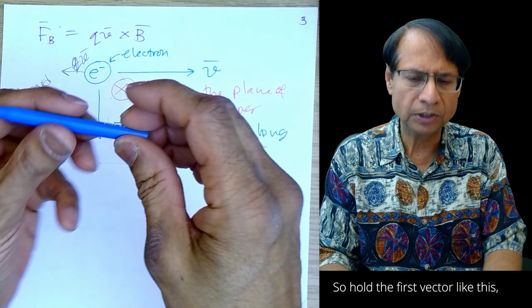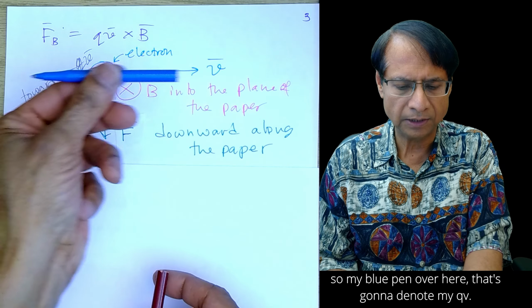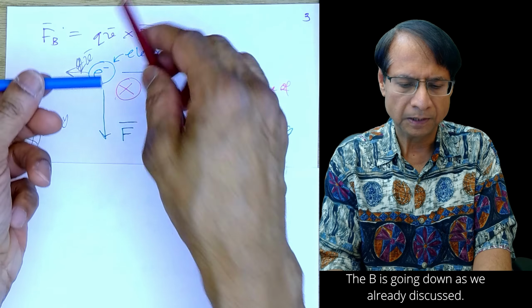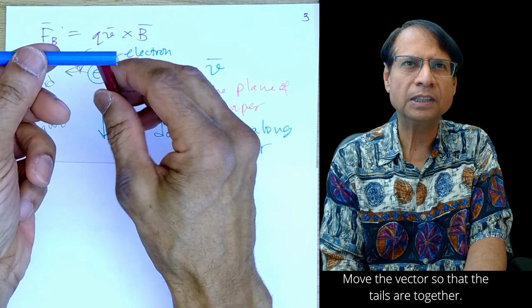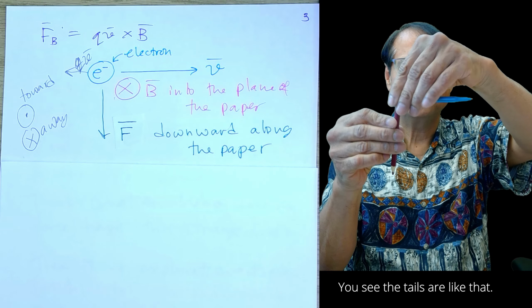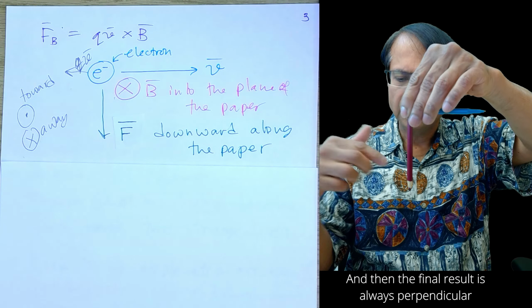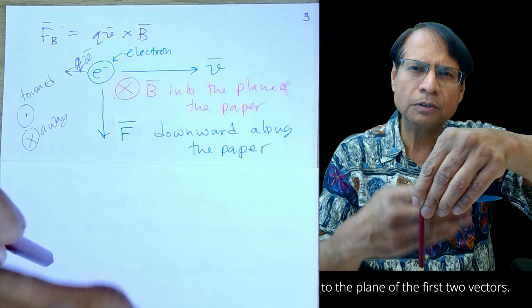So hold the first vector like this. My blue pen over here, that's going to denote my QV. The B is going down, as we already discussed. Move the vector so that the tails are together. So now the tails are like this. Let me hold it up over here. You see the tails are like that. And then the final result is always perpendicular to the plane of the first two vectors.